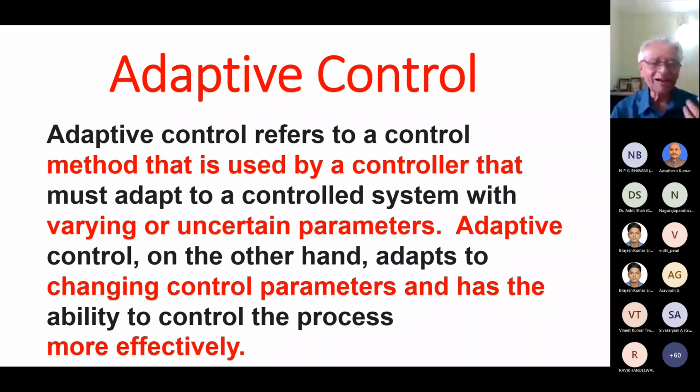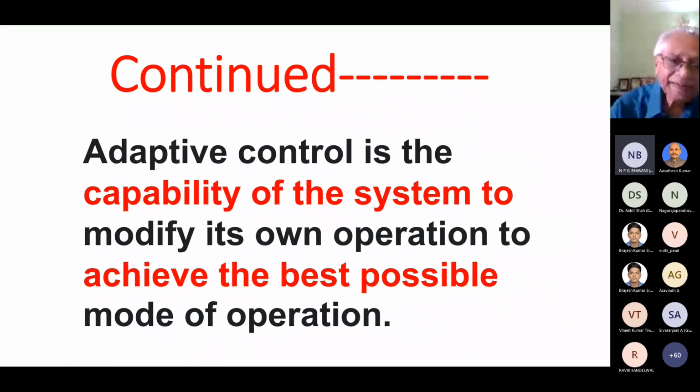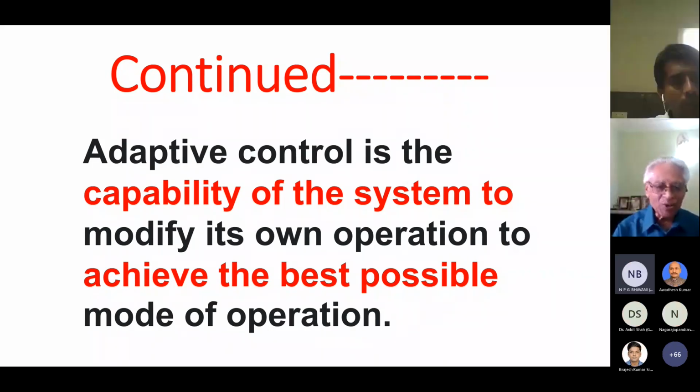So the set point is reached earlier, or it is very close. It is a precise controller. So I would say adaptive control is nothing but having a very, very precise and effective control. Adaptive control is the capability. It can also be said that it is the capability of the system to modify its own operation to achieve the best possible mode of operation.